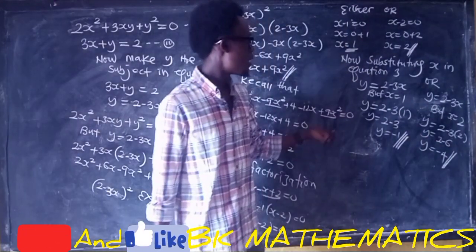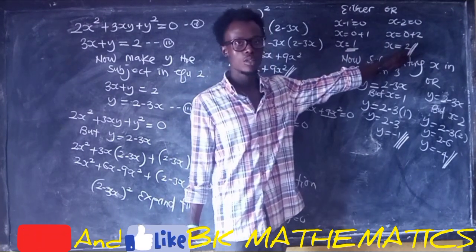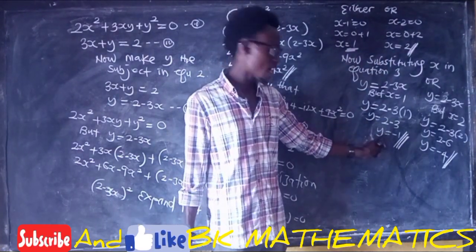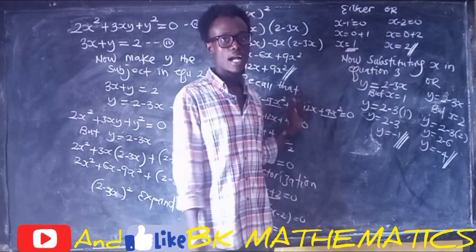So, therefore, the values of x are 1 and 2, and the values of y are minus 1 and minus 4 respectively. So this is what we have to find.